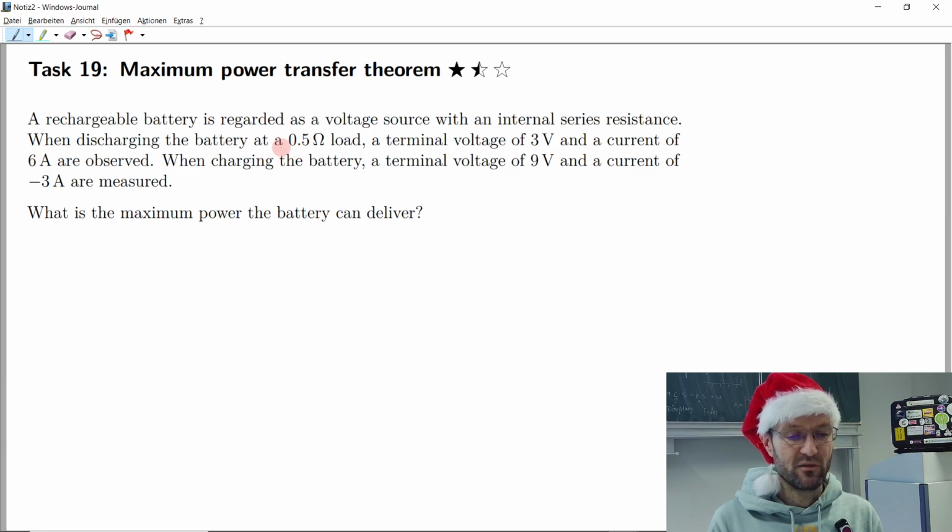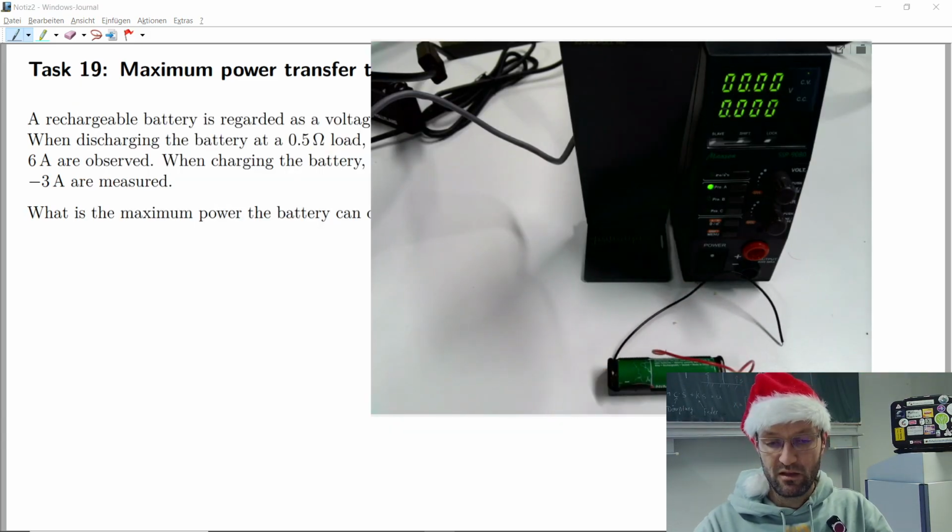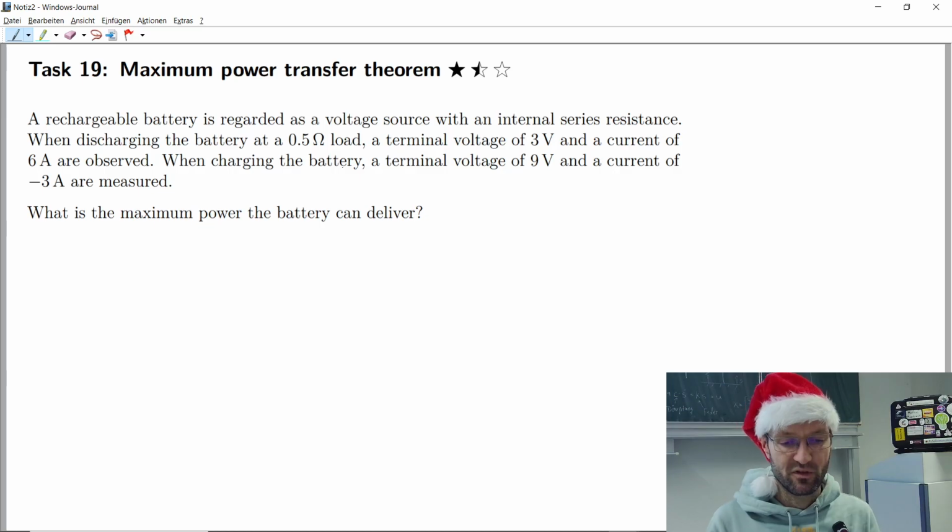We have a battery, and if the battery is discharged at a certain load, we have a certain terminal voltage of 3 volt and a current of 6 ampere. And if the battery is charged, and I could charge also the battery here with my power supply, and of course I also have resistors to discharge it, then we have at 9 volt voltage, we have -3 ampere that are measured. And so the question is, what is the maximum power that the battery can deliver? And the question is, how would you solve this, or what would you do?